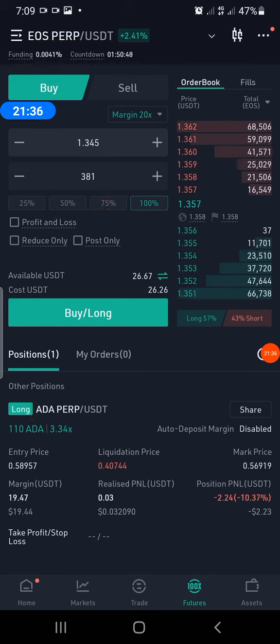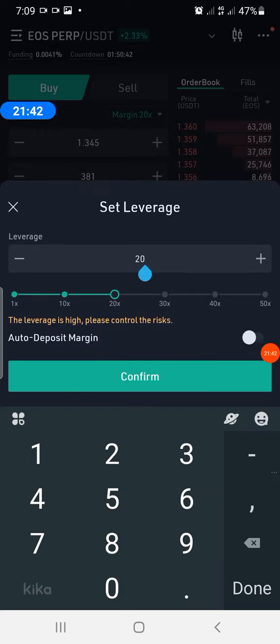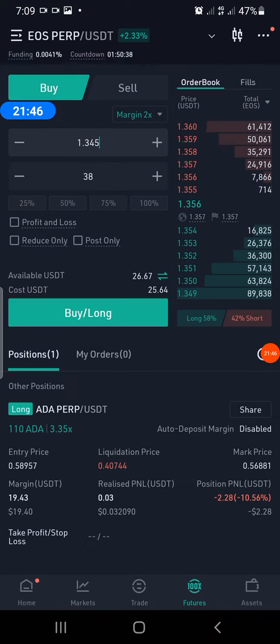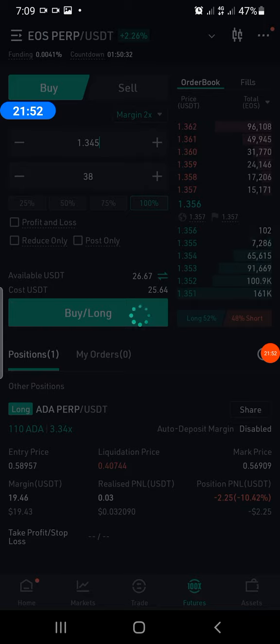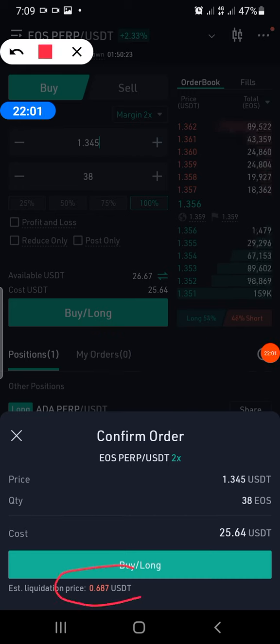So I will remove this. Let me try again in 2x. I want to show you something. Confirm. I'm back to 2x. Now this is my entry price. I will go buy long, because I'm predicting that the price of this coin will go up. Now look at what happened. Can you see this? Liquidation price.